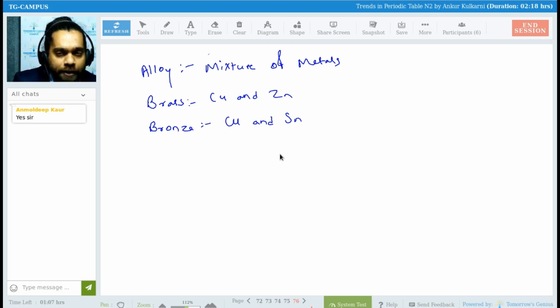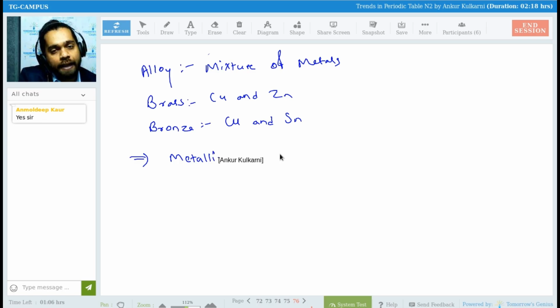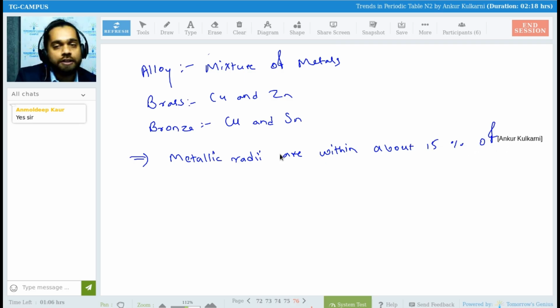So write down one statement. Alloys are formed only with those metals whose metallic radii are within about 15% of each other. This statement is important.